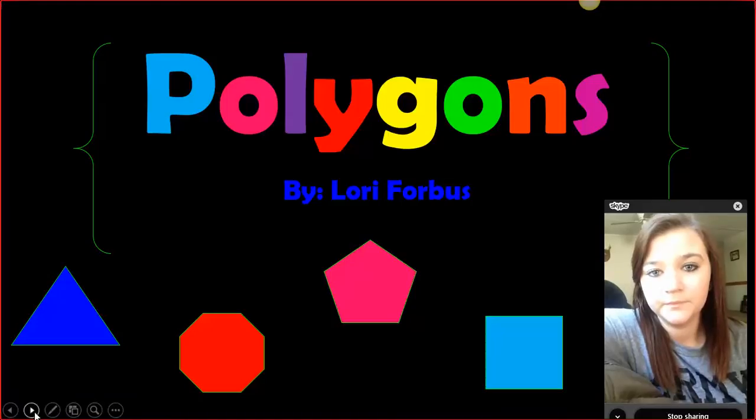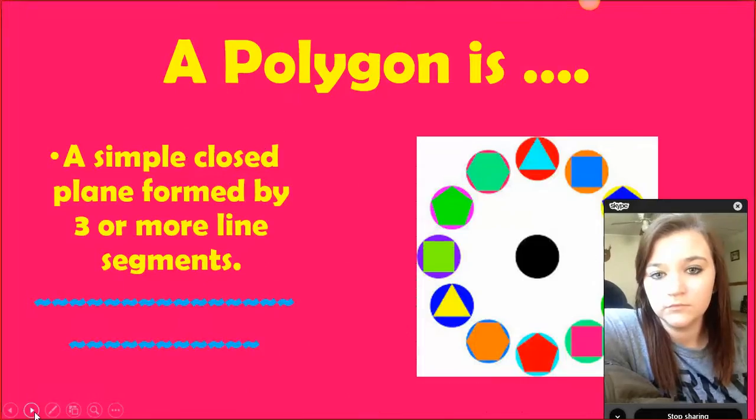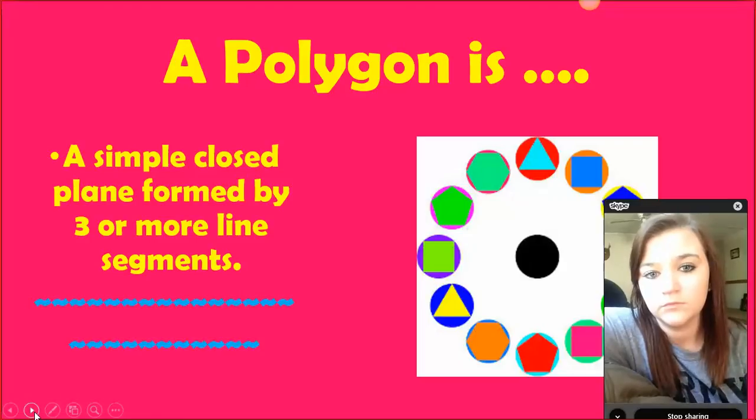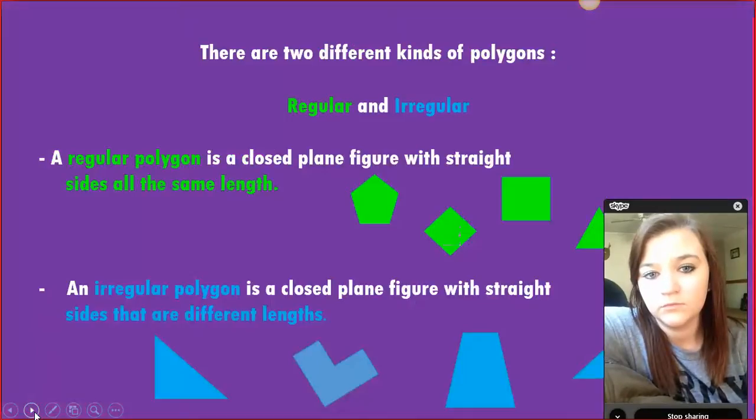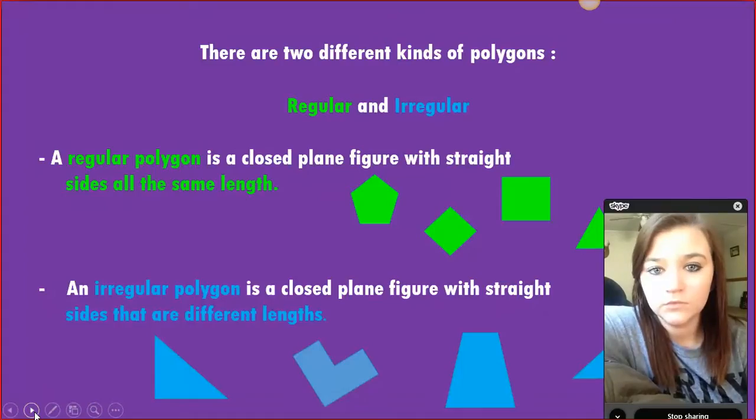So what we learned about were polygons. A polygon is a simple closed plane figure formed by 3 or more line segments. Some of the polygons that we see in everyday life would be a triangle, a square, or a pentagon, things like that. There are two different kinds of polygons: regular polygons and irregular polygons.